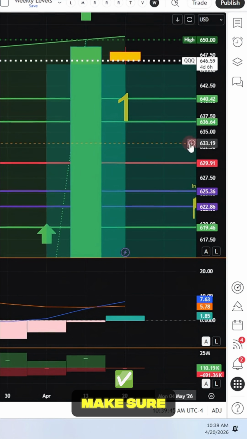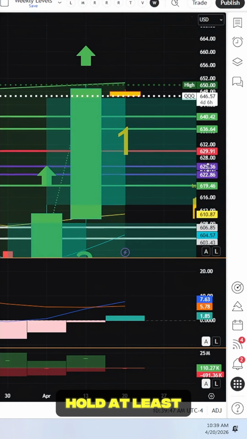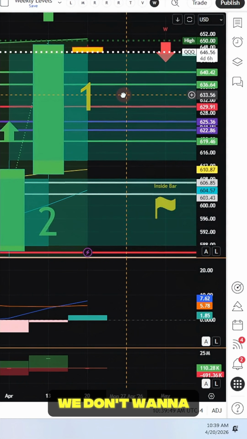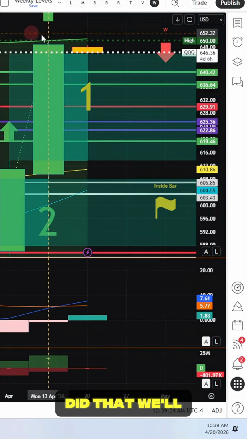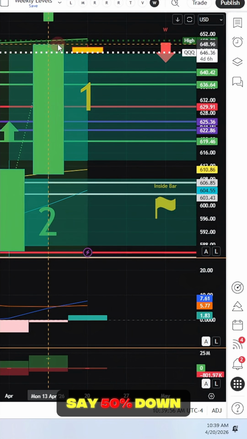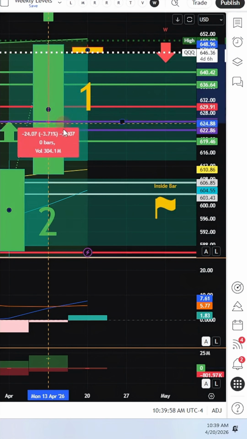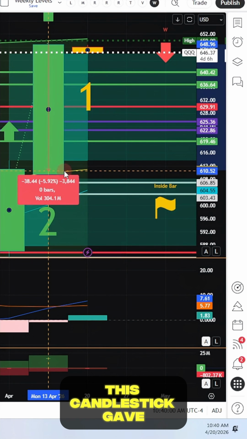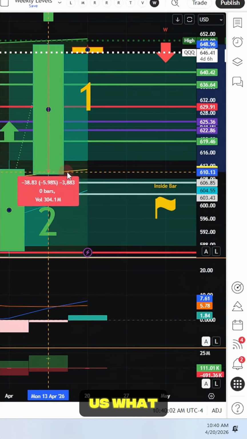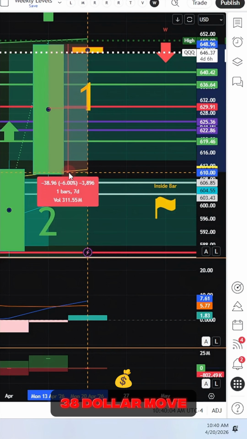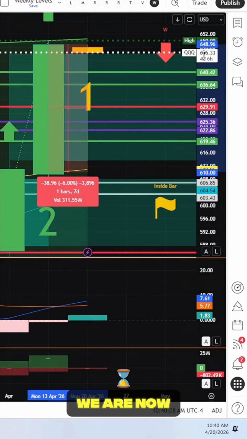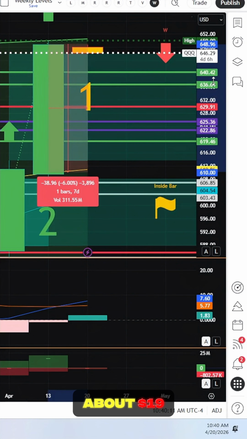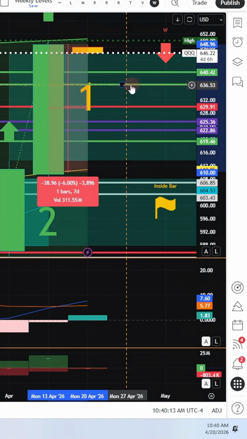And we want to make sure that we hold at least half of it. We don't want to do more than a 50% retracement. So if we did that, we'll say 50% down. This candlestick gave us what? It says like a $38 move. So about $19 down from where we are now. So from about 650, you take about $19. That puts us around 631.